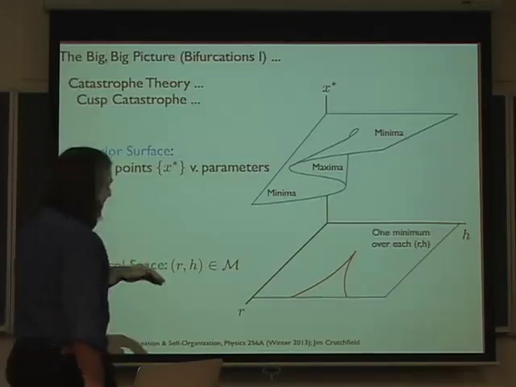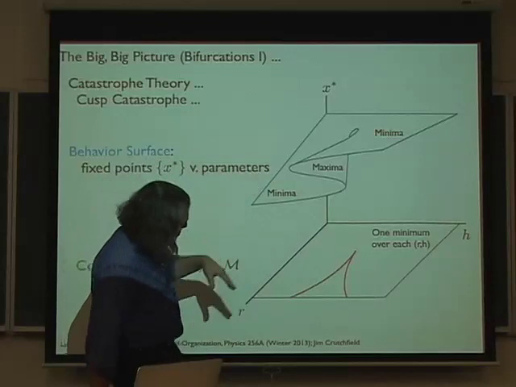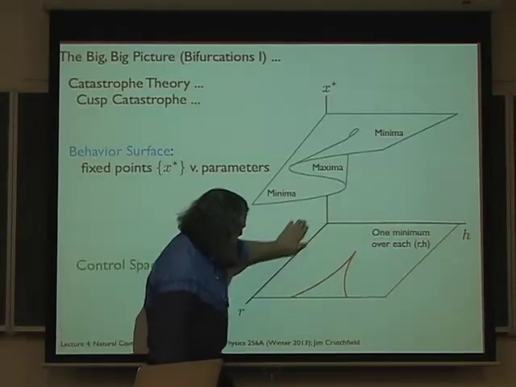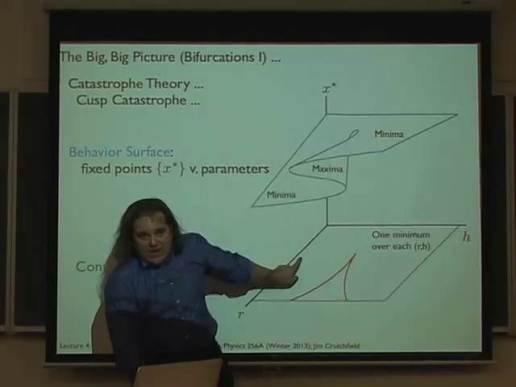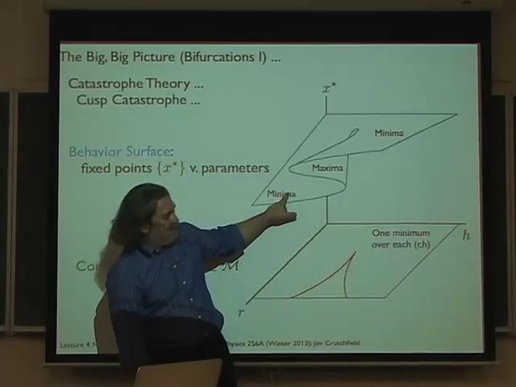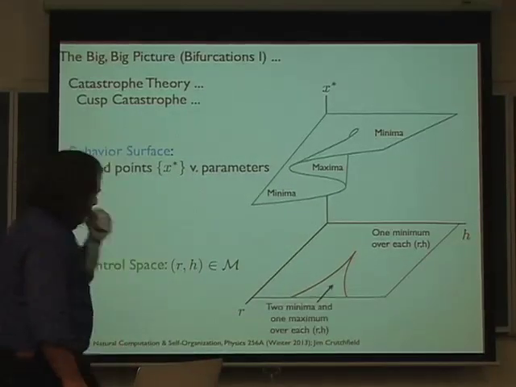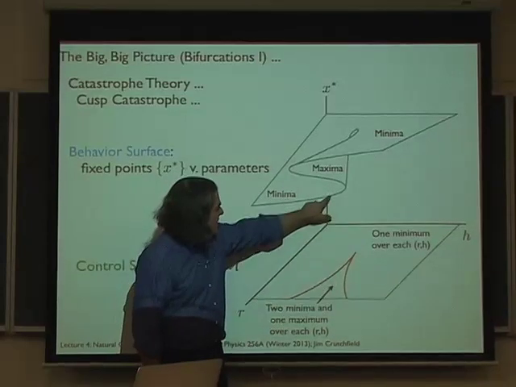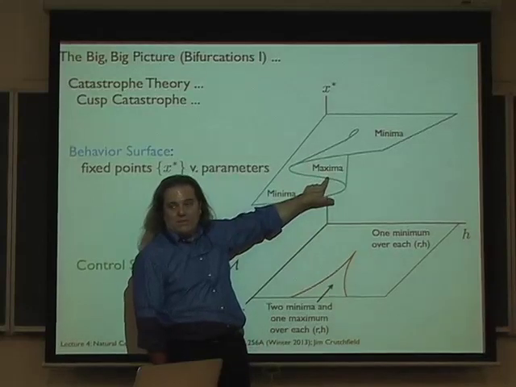What that means is, again, I'm just reinforcing the geometry you should see in this cartoon picture. Out here, outside this red area, all those are r, h pairs where, if I look up, I'm just going to see one fixed point. And then there's going to be some region inside here where, for those r, h values, I look up and there'll be three possible fixed points. Two stable, one unstable.